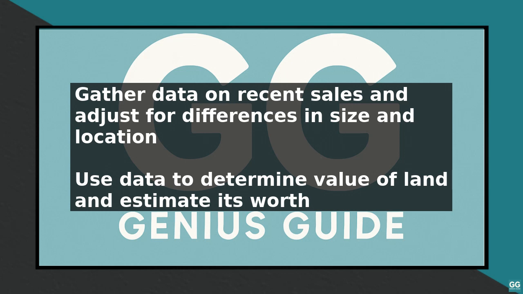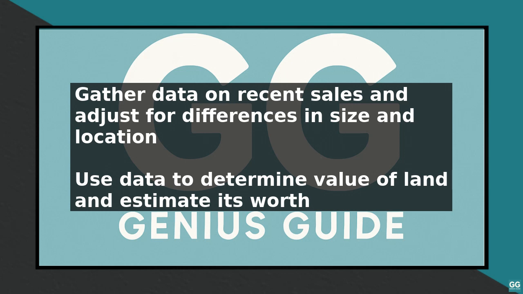For example, if you are trying to determine the value of a 1-acre parcel of land in a rural area, you might look at the sales prices of similar properties in the area. If similar properties have sold for between $5,000 and $10,000 per acre, you could use this data to estimate the value of the land in question.